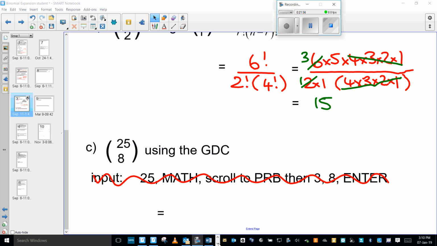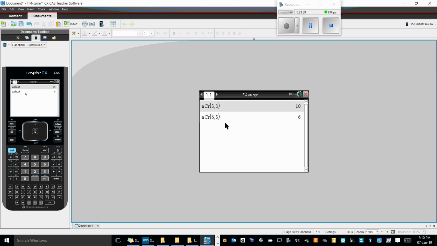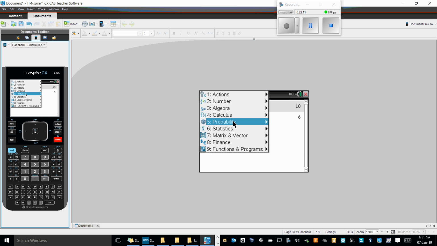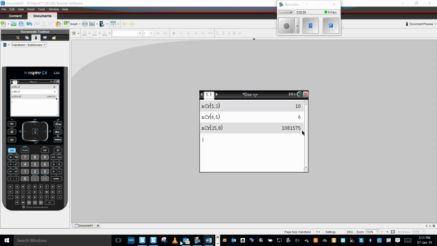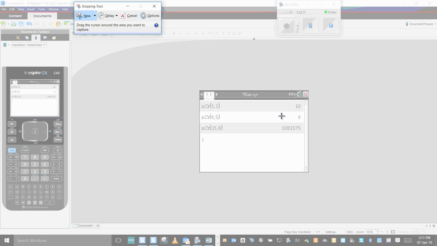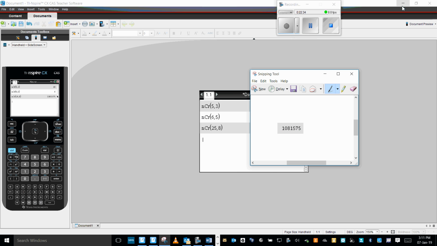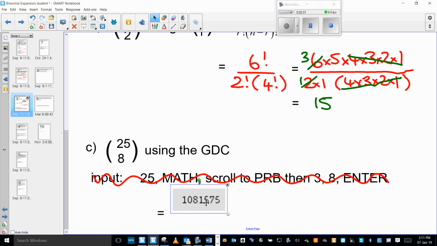Okay, so using the calc. I just did it straight away. I should go through the whole thing, shouldn't I? So menu, probability, combinations, and then, oh, what was it, 25, 8? 5, 8. And that's a big fat number, 1,081,575. So there we go, there's our answer.